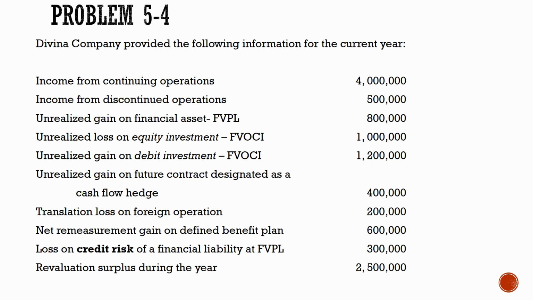We have income from continuing operations amounting to 4 million, income from discontinued operations 500,000, unrealized gain on financial asset, fair value through profit and loss amounting to 800,000, unrealized loss on equity investment fair value through other comprehensive income 1 million, unrealized gain on debt investment fair value through other comprehensive income which is 1.2 million, unrealized gain on future contract designated as a cash flow hedge na 400,000, translation loss on foreign operation na 200,000, net remeasurement gain on defined benefit plan na 600,000, loss on credit risk of financial liability at fair value through profit and loss na 300,000, at revaluation surplus during the year na 2.5 million.